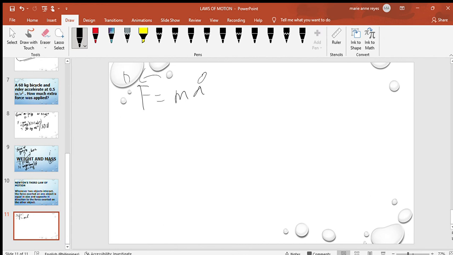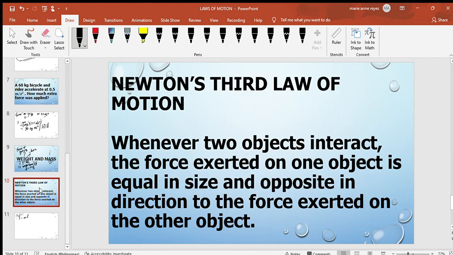For the astronaut to move away from the original position in the opposite direction. Newton did not have astronauts and spacecraft to think about, but this is the kind of reasoning he did when he concluded that forces always occur in matched pairs that are equal and opposite. So now, our third law of motion states that whenever two objects interact, the force exerted on one object is equal in size and opposite in direction to the force exerted on the other object.